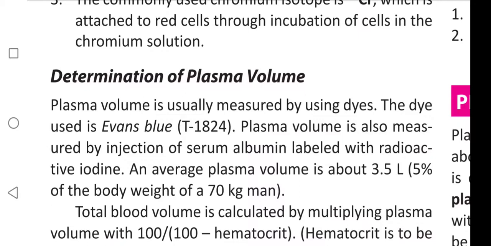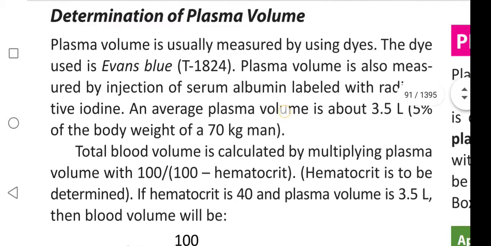Plasma volume is usually measured by using dyes. The dye used is Evans Blue T1824. Plasma volume is also measured by injecting serum albumin labeled with radioactive iodine. An average plasma volume is about 3.5 liters, that is 5% of the body weight of a 70 kg man.